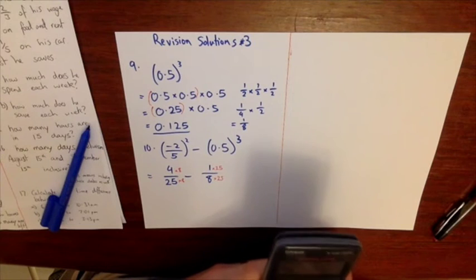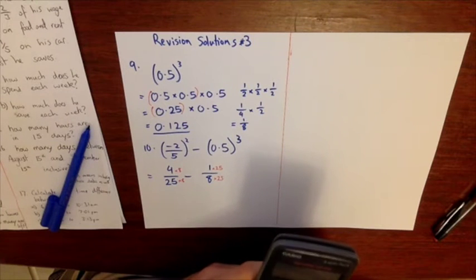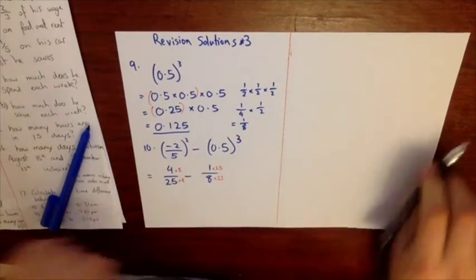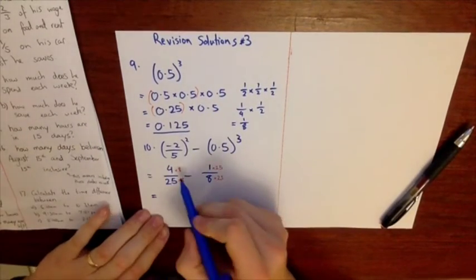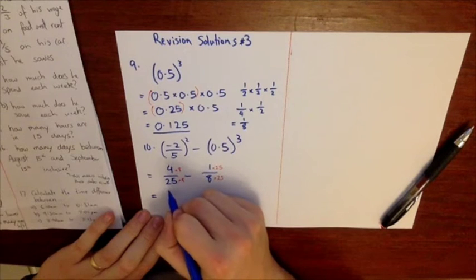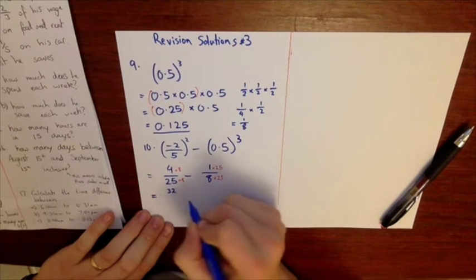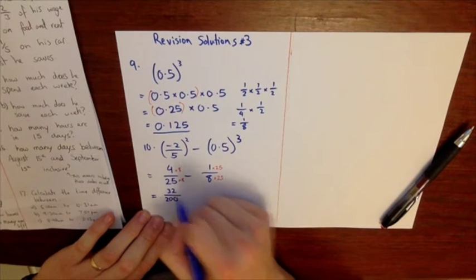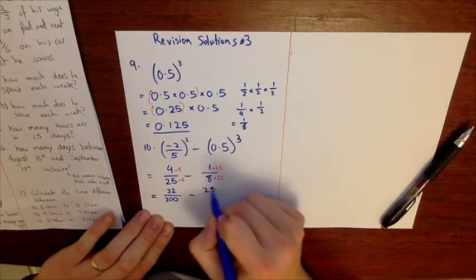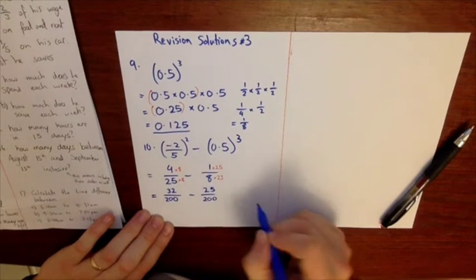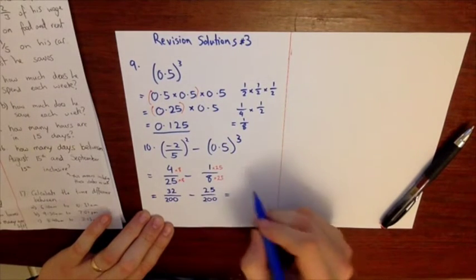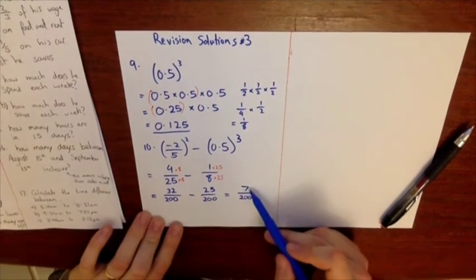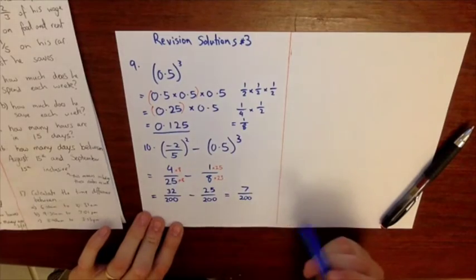I'm just going to do this on my calculator quickly so I can check. 8 times 25 should be in fact 200, and it is. So 4 8s are 32, over 200, minus 25 over 200. 32 minus 25 is simply 7 over 200, and this can't be simplified because 7 is a prime number and it can't be divided to be smaller.